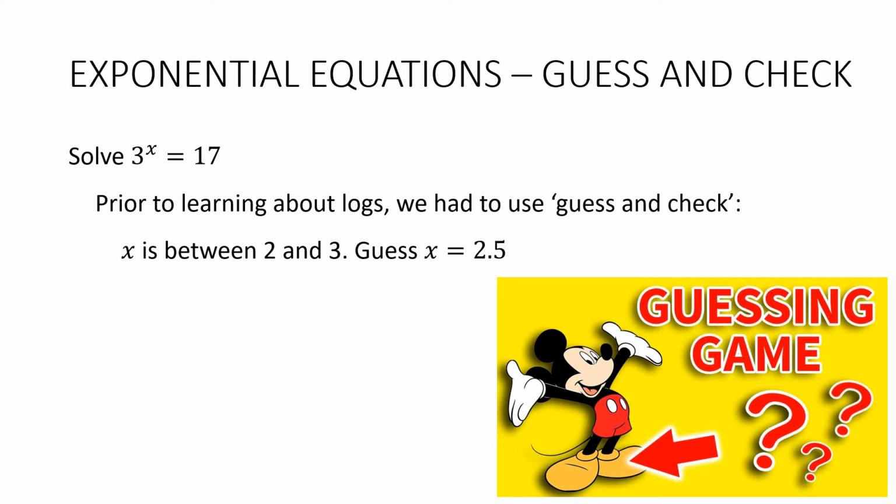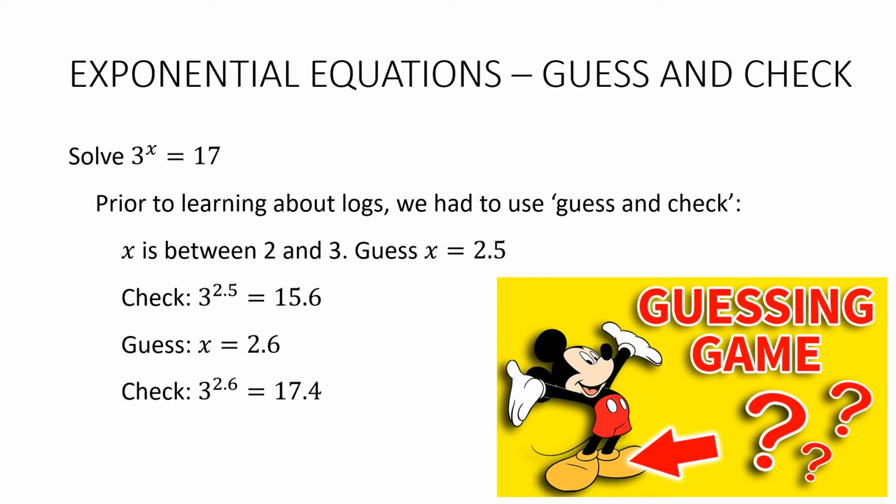Now we're going to substitute that 2.5 back into x. So we're going to go 3 to the power of 2.5 and it's 15.6, so it's a little bit low. So our next guess is going to be 2.6. Let's try that. So 3 to the power of 2.6 gives us 17.4 and it's just over 17. So if we just want one decimal place, we've pretty much solved it. x is approximately equal to 2.6.